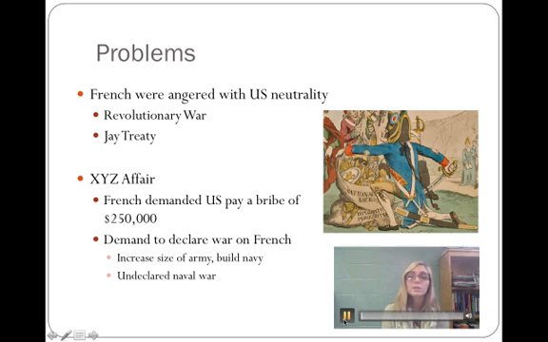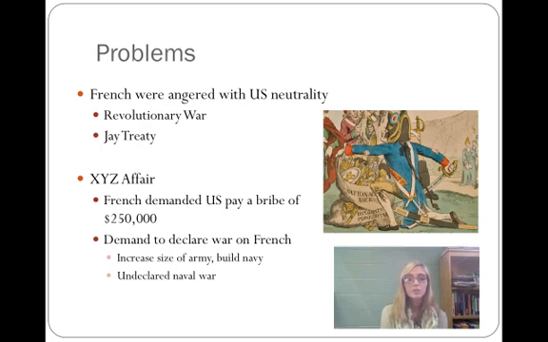Some of the problems that the United States faced mainly had to deal with foreign relations. The French were angered with U.S. neutrality because they helped during the Revolutionary War, and they felt like the John Jay Treaty was a betrayal because they made negotiations with the British, and the French were at war with the British. So they felt like they were kind of shut out of a deal.